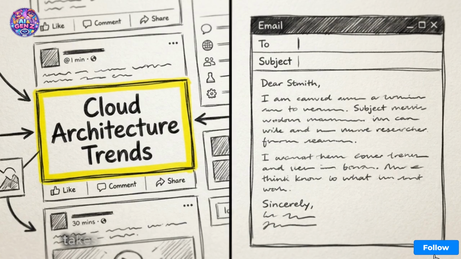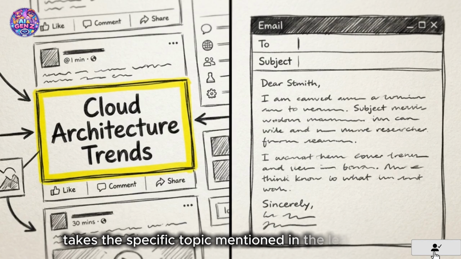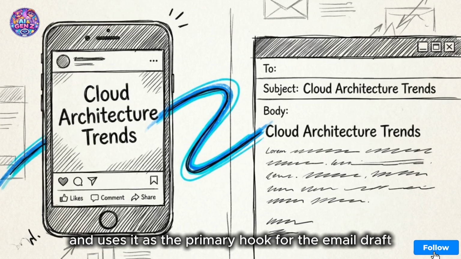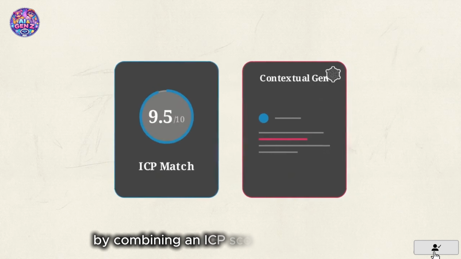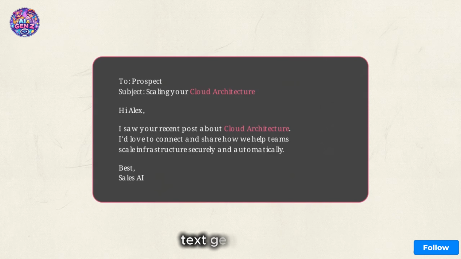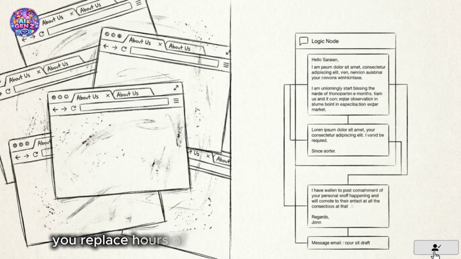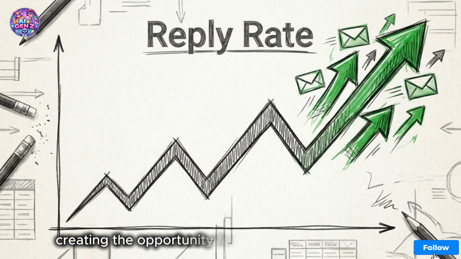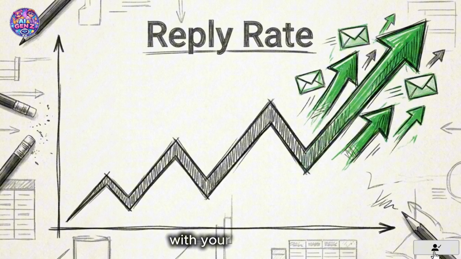The AI takes the specific topic mentioned in the lead's post and uses it as the primary hook for the email draft. By combining an ICP score with contextual text generation, you replace hours of manual research with instant logic, creating the opportunity for much higher engagement with your outreach.